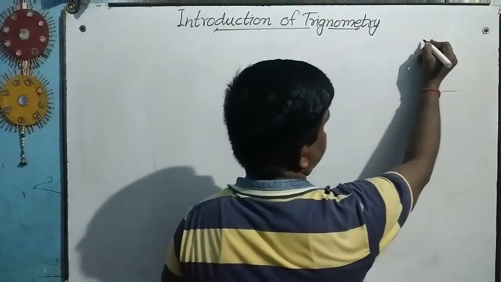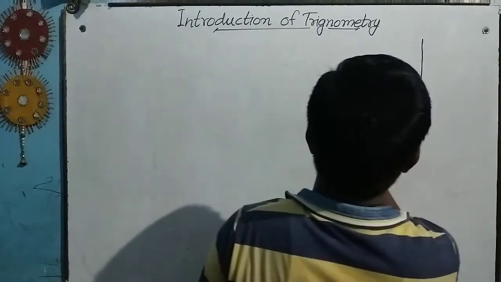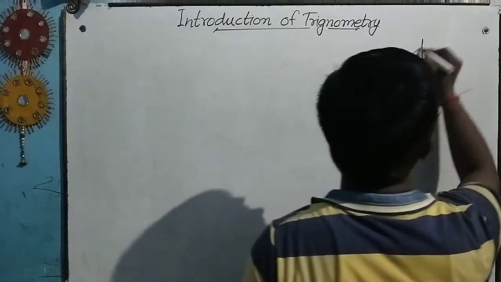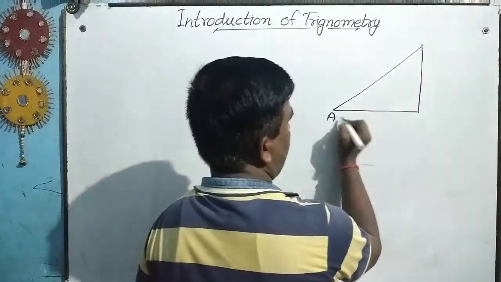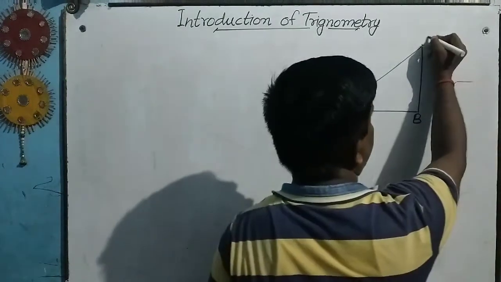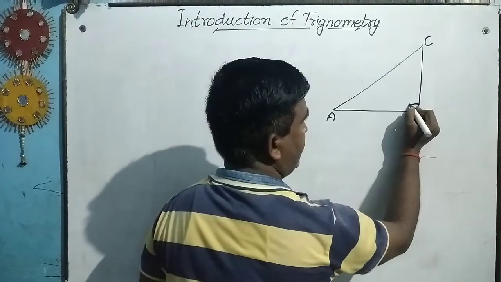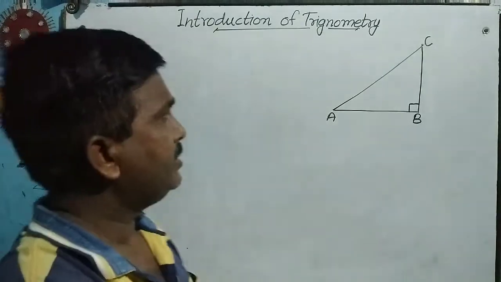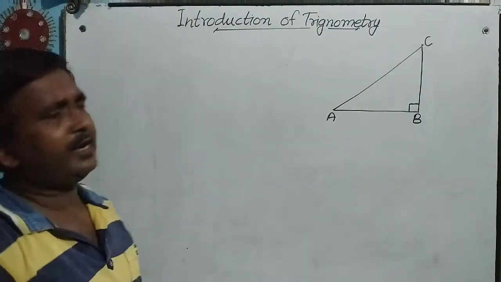First, if this triangle is a right angle triangle named A, B and C, it is a right angle triangle, right angle at B. Then the basic introduction for this triangle.